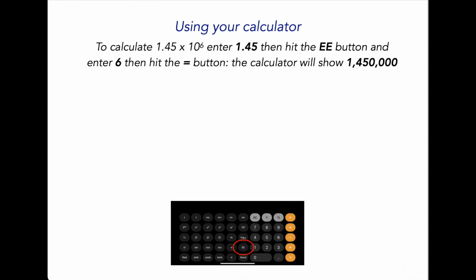Suppose we had the expression 1.45 times 10 to the power of 6, and we wanted to show that as a normal number. On the calculator, enter 1.45, then your exponent button, EE, then enter 6 so that you've got the exponent to the power of 6, and then hit the equals button. And the calculator will show you that 1.45 times 10 to the power of 6 equals 1,450,000.